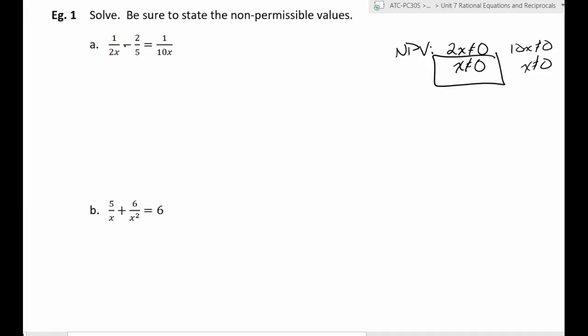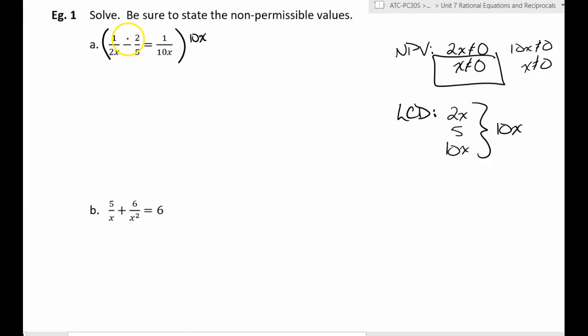I only have one. My lowest common denominator, this is step 3, is going to be a combination of all of these things. So I'm going to need an x, and I also need 2 times 5 is 10, so luckily that kind of all works out. So I've got 2x, 5, and 10x. My lowest common denominator of all of those is going to be 10x. So I'm going to multiply this entire equation by 10x.